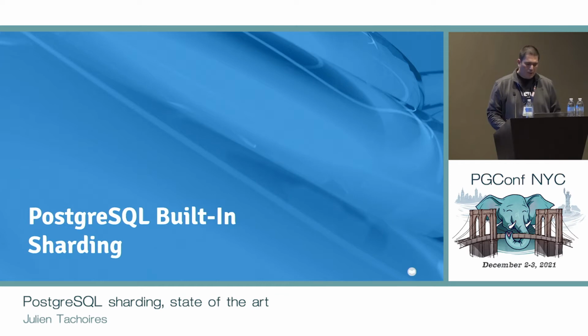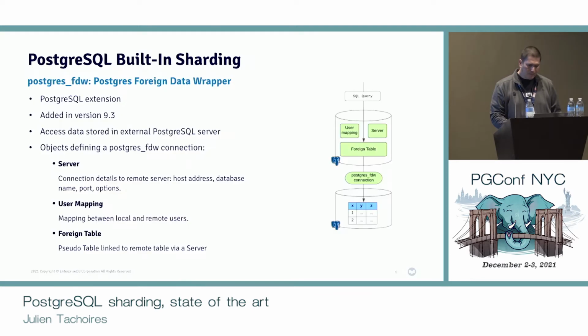Now let's take a look at Postgres built-in implementation of sharding. The Postgres foreign data wrapper extension is a very important piece of the built-in sharding implementation. This extension has been added in version 9.3, and it allows access to data stored in a remote Postgres server. So basically, from a local session, we can access remote data through regular SQL queries.